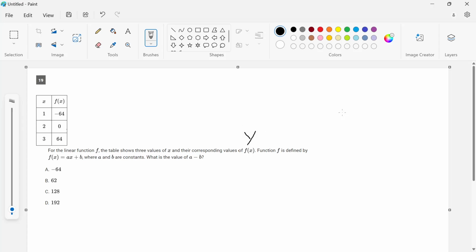Function f is defined by f of x equals ax plus b, where a and b are constants. What is the value of a minus b? That's what the question is asking, a minus b. So this is where it's very good to know how to do regressions on Desmos.